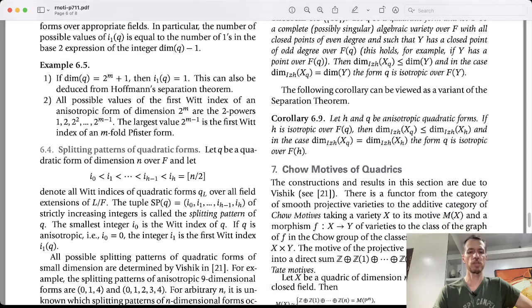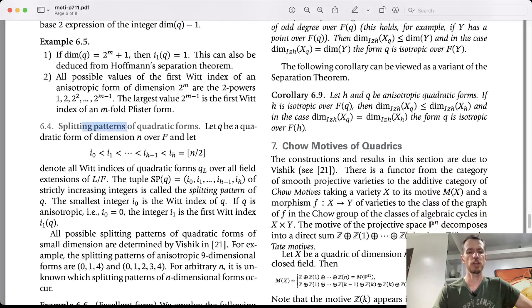Splitting patterns of quadratic forms. Let Q be a quadratic form of dimension n over F, and let i0 less than ... less than iH minus 1 less than iH equals, I assume that's the floor function, of n over 2. Denote all Witt indices of quadratic forms Q over L over all field extensions L of F. The tuple splitting pattern of Q, equals i0, i1, ..., iH minus 1, iH, of strictly increasing integers, is called the splitting pattern of Q. The smallest integer i0 is the Witt index of Q.